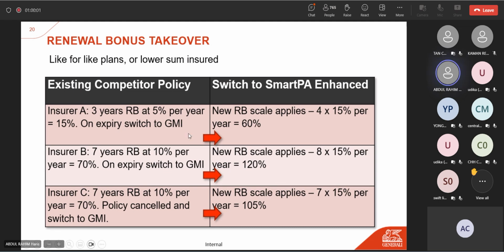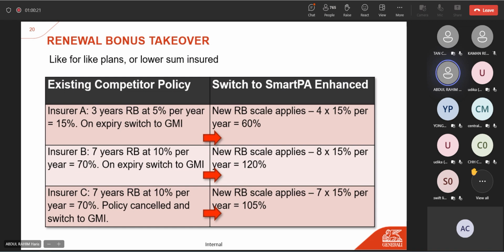So let me just go through this example. For this example, on the policy, there is 3 years renewal bonus at 5% per year. So on the policy after 3 years, it's 15%, correct? So when they renew their policy, they should be getting a 4th year renewal bonus, yeah?